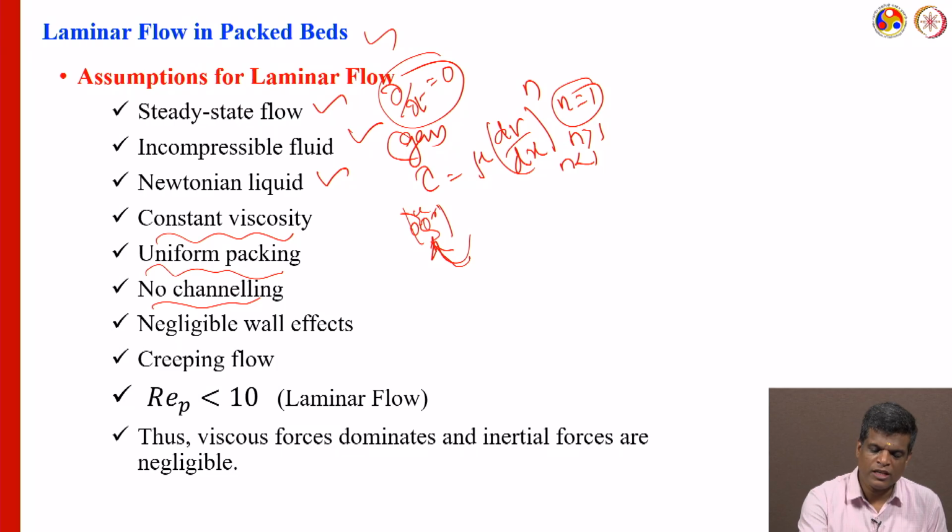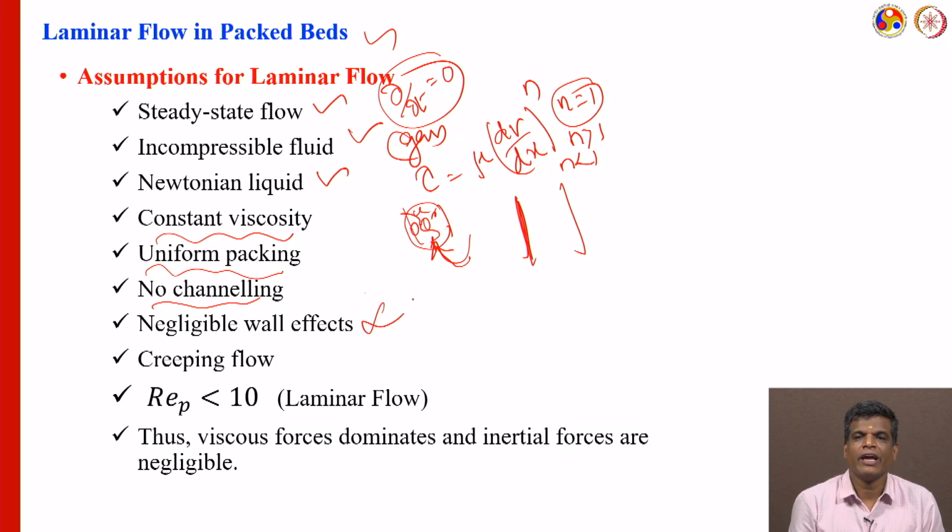So, make sure that there is no channeling here. Sometimes wall effects will be there, but we assume negligible wall effects, so there are no wall effects here. And that is a creeping flow. In creeping flow, the viscous force always dominates.